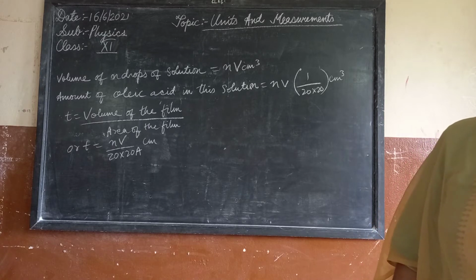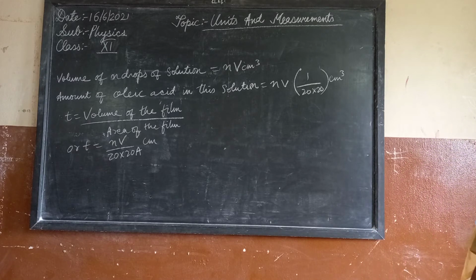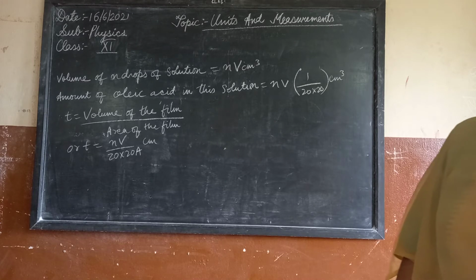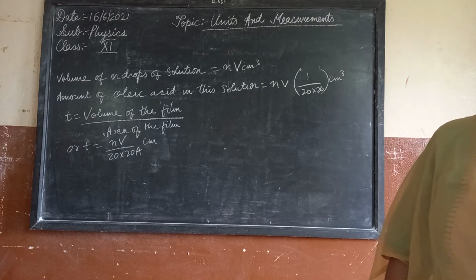So the value of this thickness comes out to be of the order of 10 to the power minus 9 meter. So this is how the size is estimated by this method.